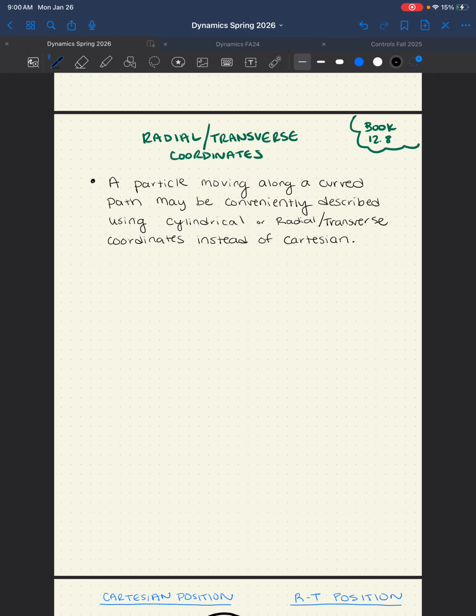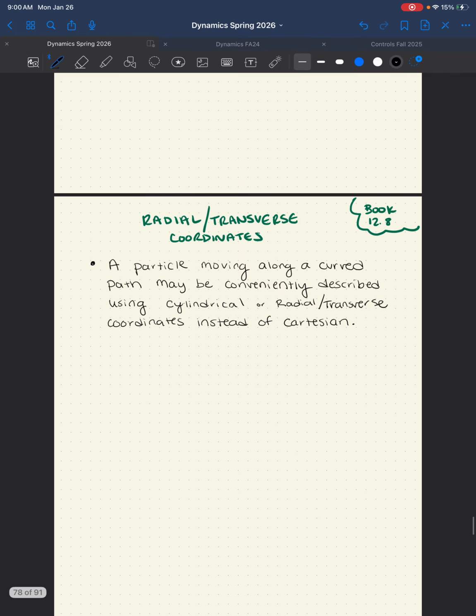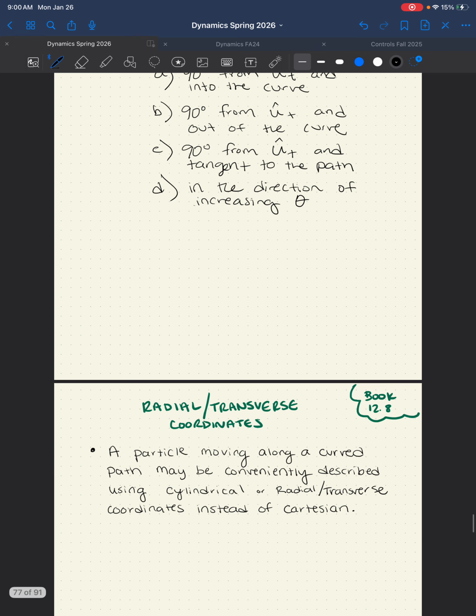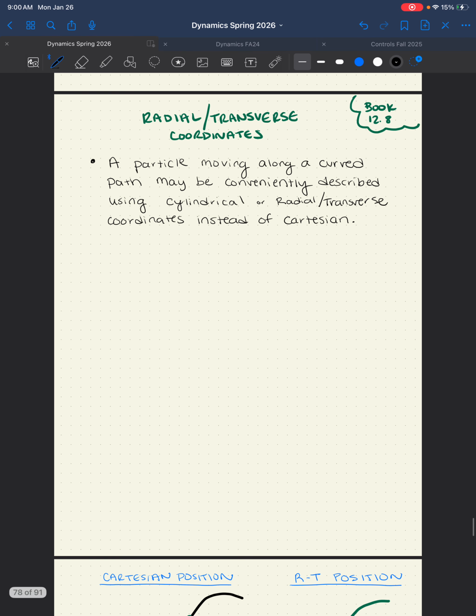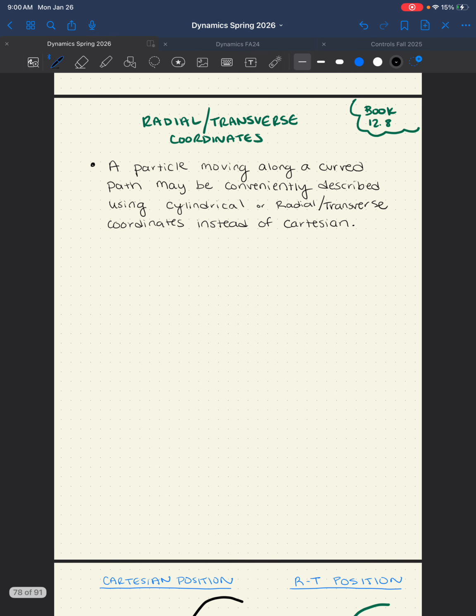Earlier last week, we talked about normal and tangential coordinates. In this class, we're going to talk about radial and transverse coordinates. Both coordinate systems are a little more complicated than regular Cartesian coordinates. Cartesian coordinates we place in the world, and then they never move thereafter. No matter what happens to the particle, flying around through space, that Cartesian coordinate system stays right where it's at.